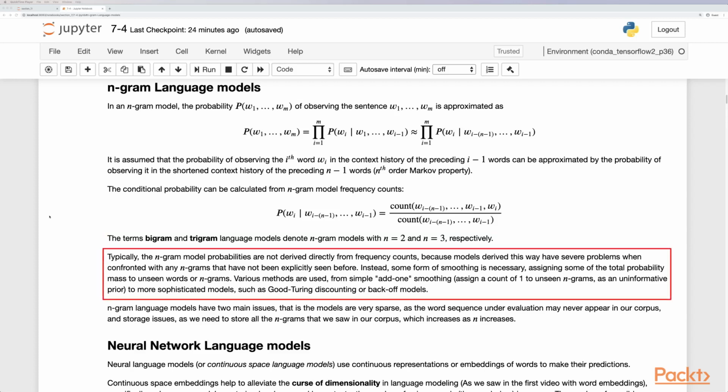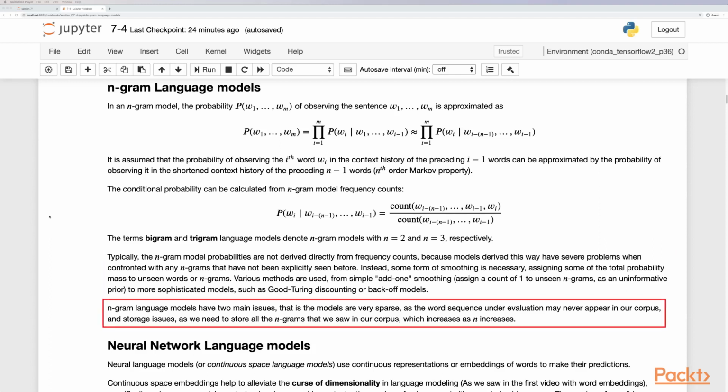Typically, in an n-gram model, probabilities are not derived directly from the frequency counts, because models derived this way have severe problems when confronted with any n-grams that have not been explicitly seen before. Instead, some form of smoothing is necessary, assigning some of the total probability mass to unseen words or n-grams. Various methods are used, from simple add-1 smoothing, which assigns a count of 1 to unseen n-grams as an uninformative prior, to more sophisticated models such as Good-Turing discounting or back-off models.